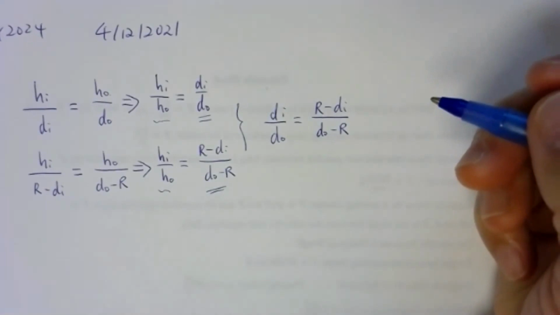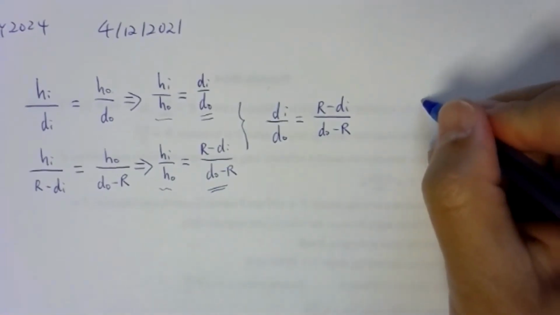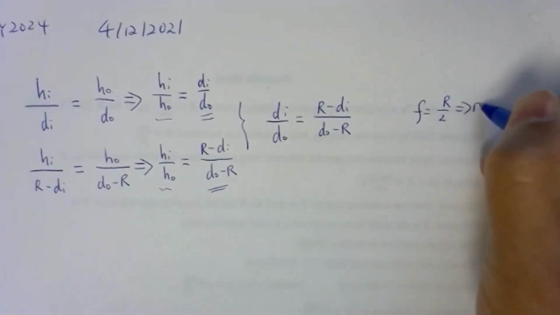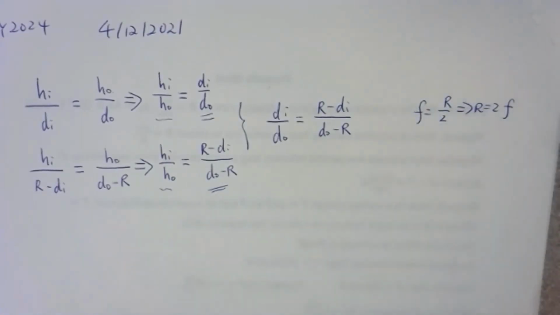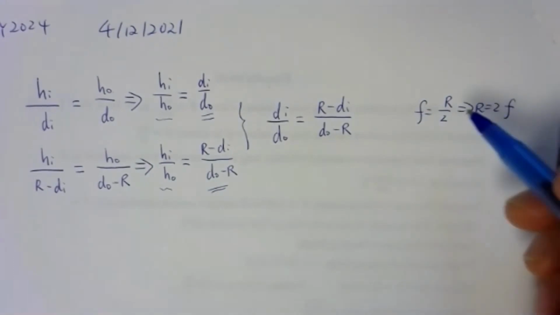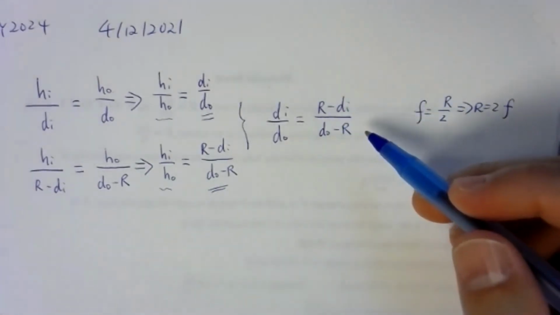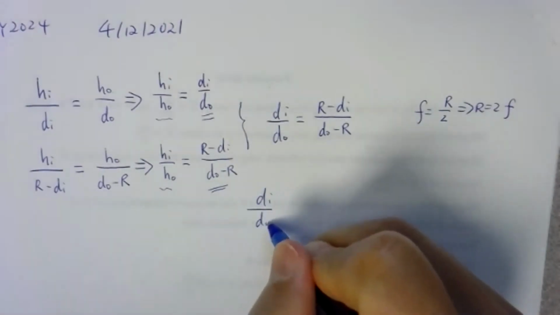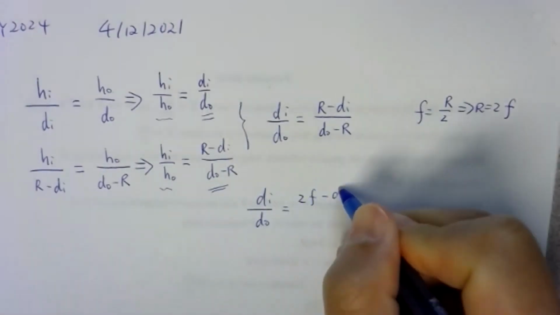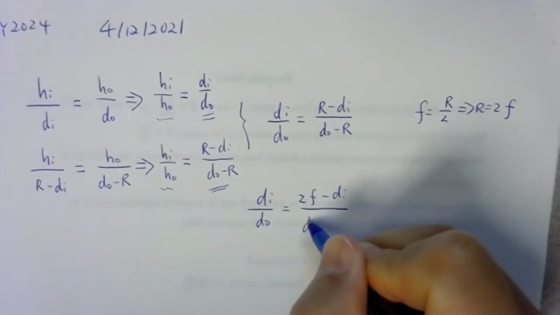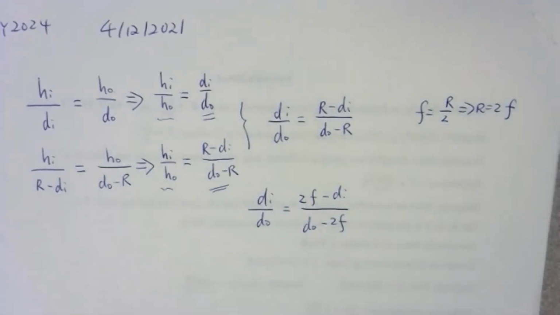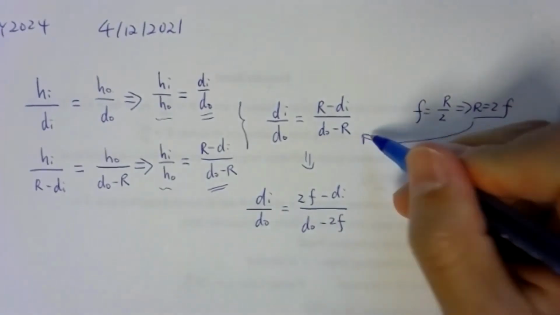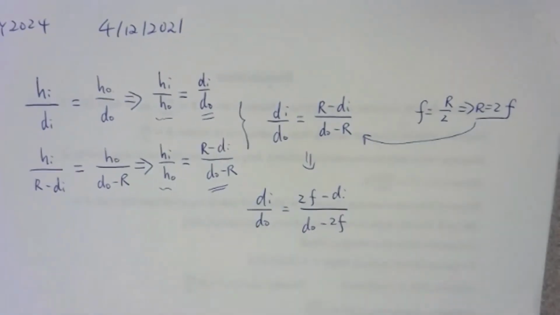Now, this is a concave mirror. We know that F is equal to 1/2 of R, so that means R is equal to 2 times F. So we will replace R with 2F. Then this now becomes DI over DO equals 2F minus DI over DO minus 2F, replacing R with 2F.